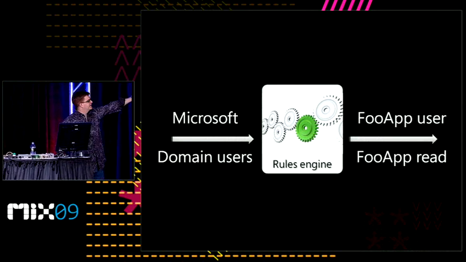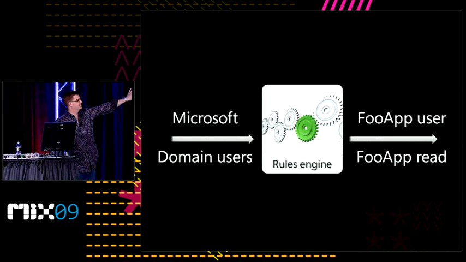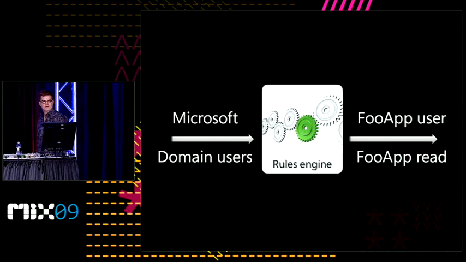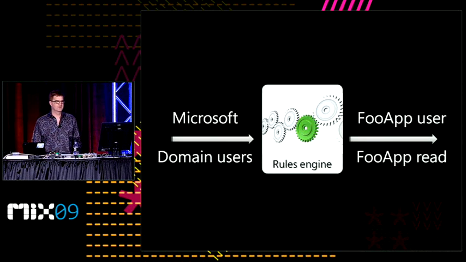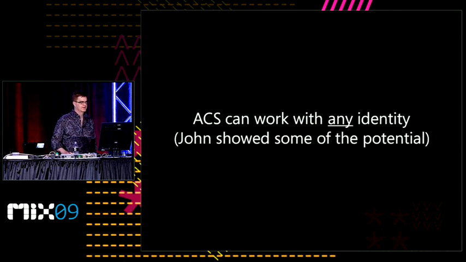So really, when you send a claim into this engine, Microsoft domain users, what you get out is a foo app user role, and you also get the permission of foo app read. Real simple, real straightforward, claims in, claims out, all the live long day.